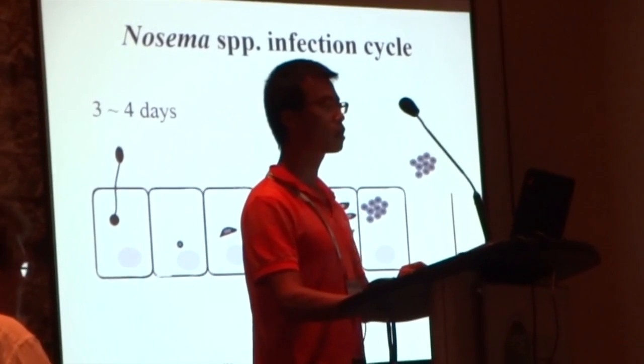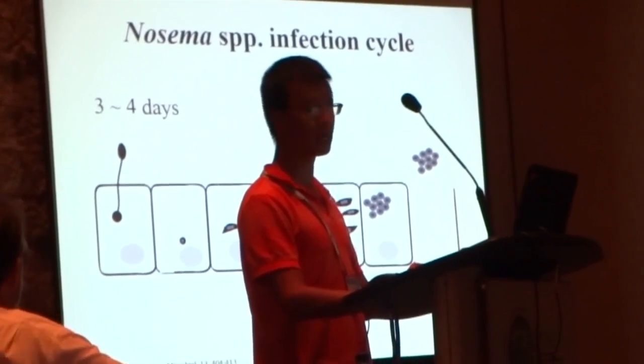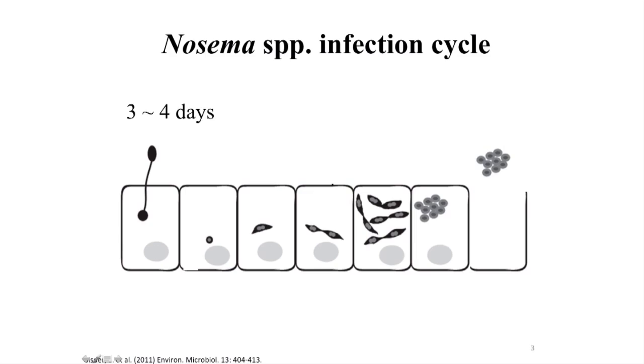The infection cycle is about 4 days. It starts from the ingestion of spores. Then the spore germinates and enters the epithelial cells. So it infects epithelial cells of the middle gut.